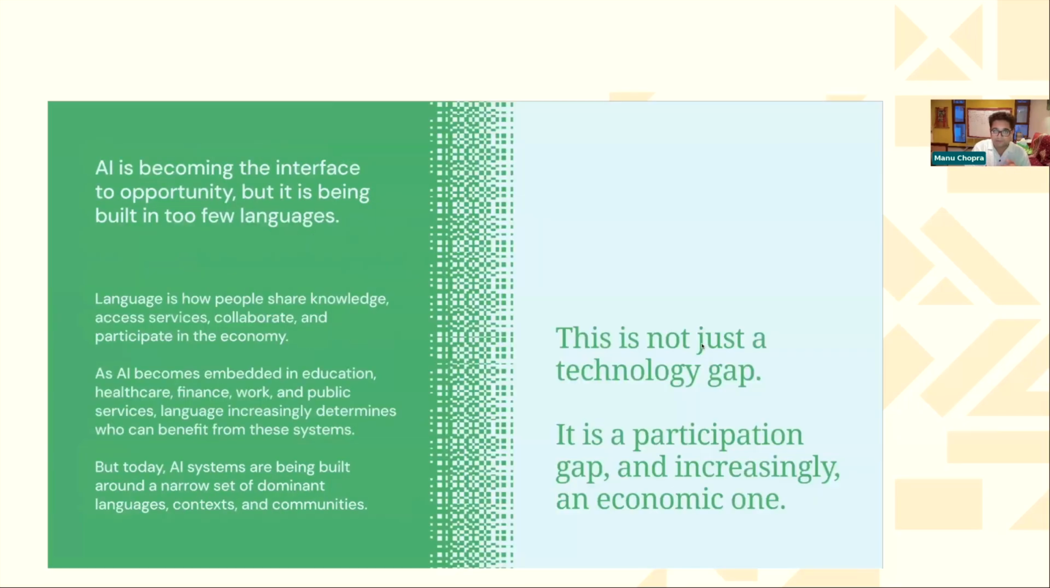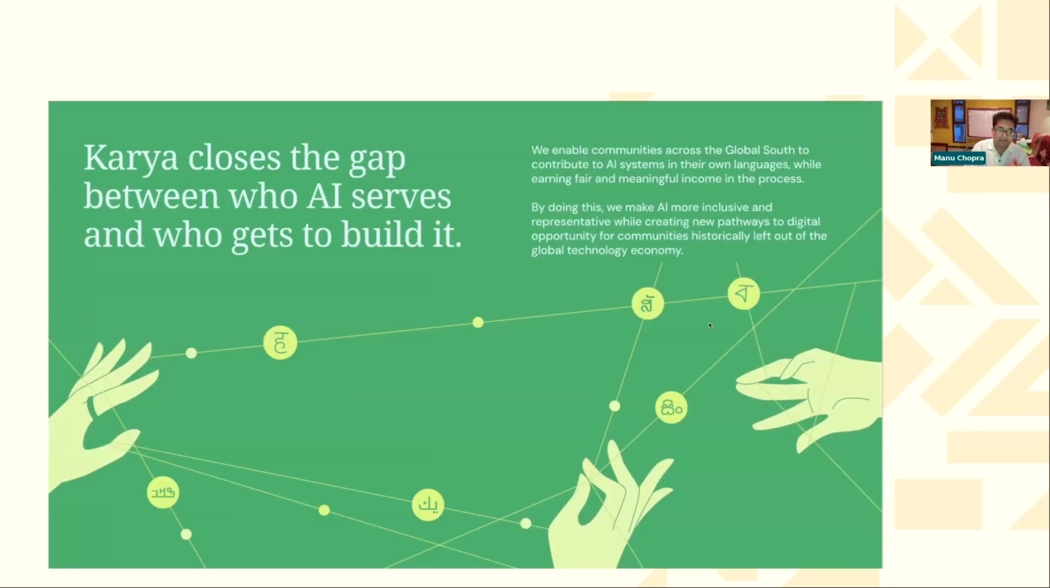Monojit has already spoken beautifully about the gap that we see in AI today. AI is already the interface to opportunity, but it is being built in too few languages. And the language gap that we see is not just a technology gap, it is a participation gap and is increasingly an economic one. We have a moral responsibility to get this right across critical domains. Karya closes that gap between who AI serves and who gets to build it.